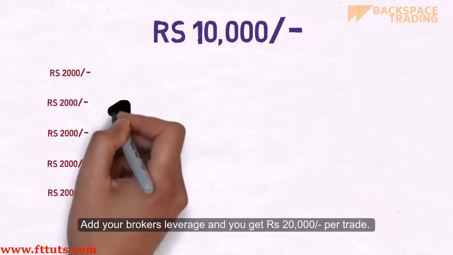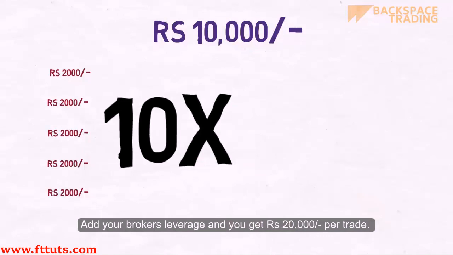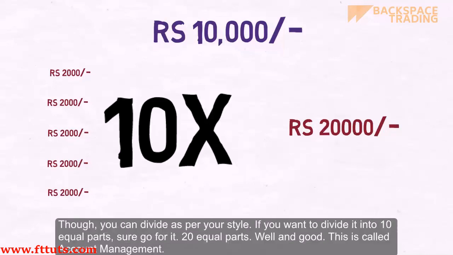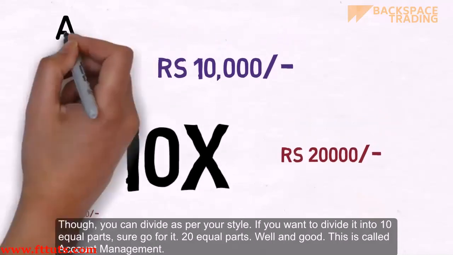Now add your broker's leverage. Okay, you get 20,000 rupees power per trade. Though you can divide as per your style. If you want to divide it into 10 equal parts, sure, go for it. Okay, or if not, 20 equal parts, well and good. It's your account. That is called account management.